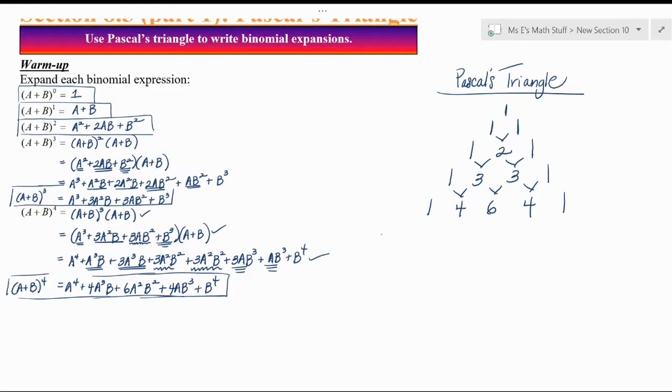So between now and the next video, what I would love for you to do is fill in the next 2 rows of Pascal's triangle. Pascal's triangle is infinite, but go ahead and fill in the next 2 rows, and then look at Pascal's triangle and the answers that we got when we expanded those binomials in the warm-ups, and see if you can see anything that they have in common. And then you're probably well on your way to knowing the trick for how to be able to skip all the steps for problems like what you see in the warm-up.